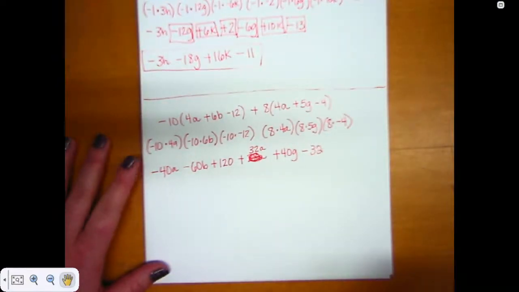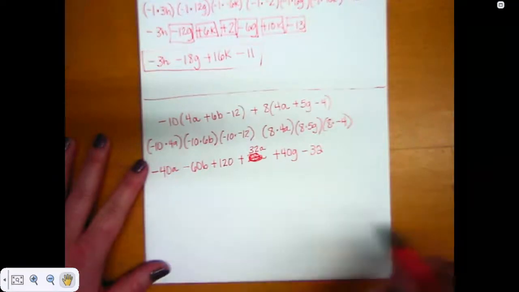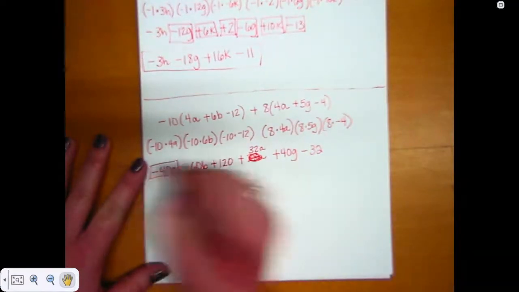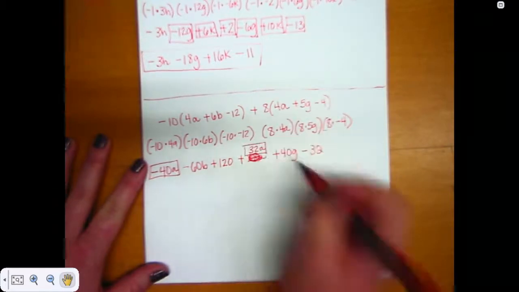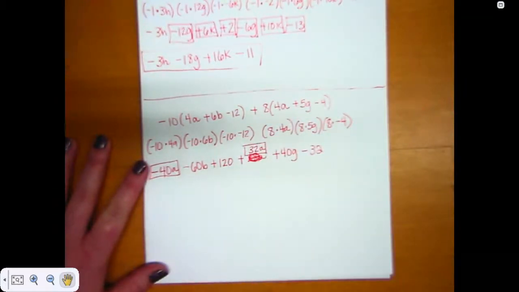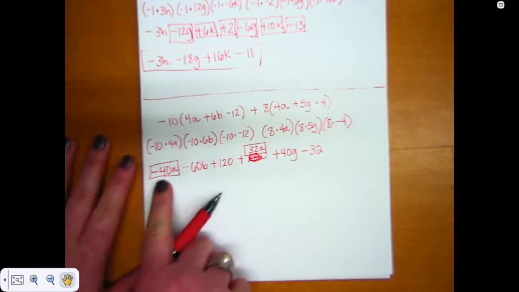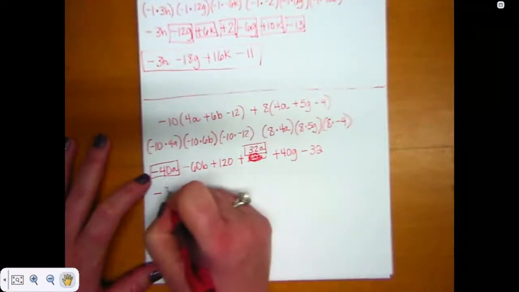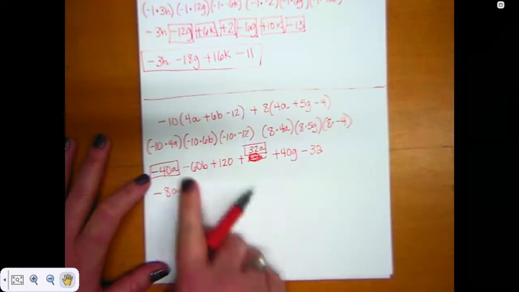Now we need to check for like terms. I do have two a's. I have a negative 40a and a positive 32a. My signs are different, so I'm going to subtract, and I'm going to keep the negative sign, which would be negative 8a. Check for b's.